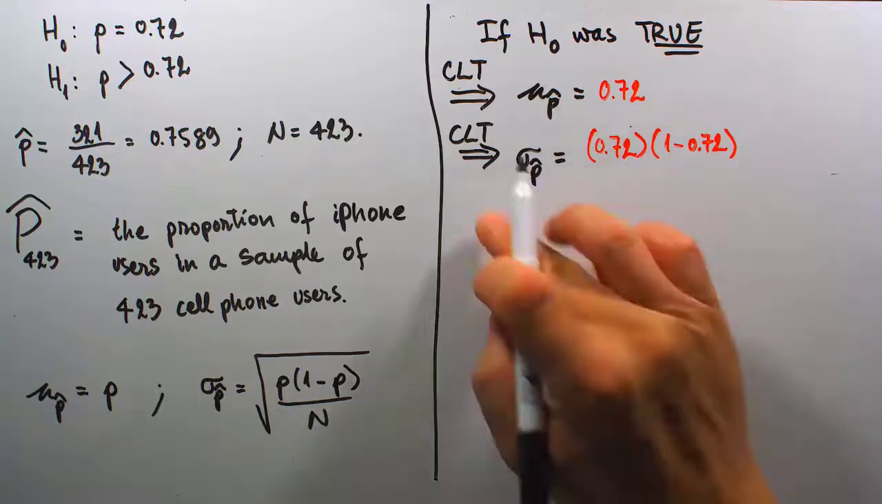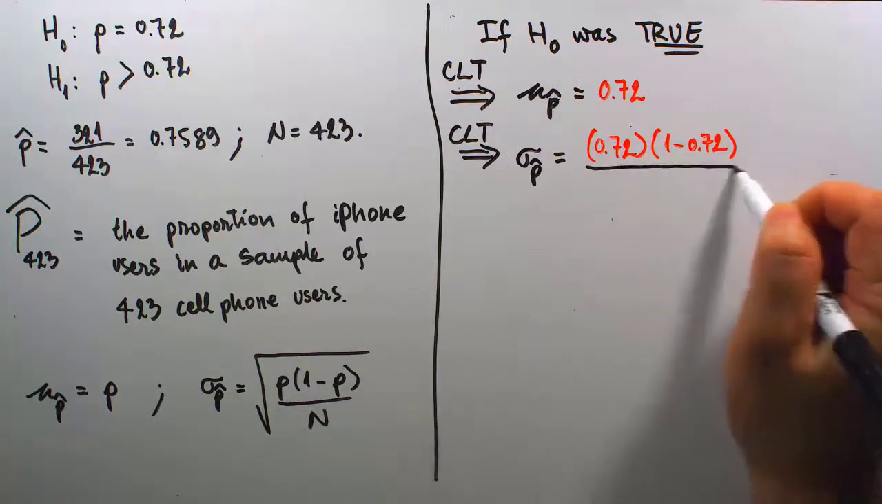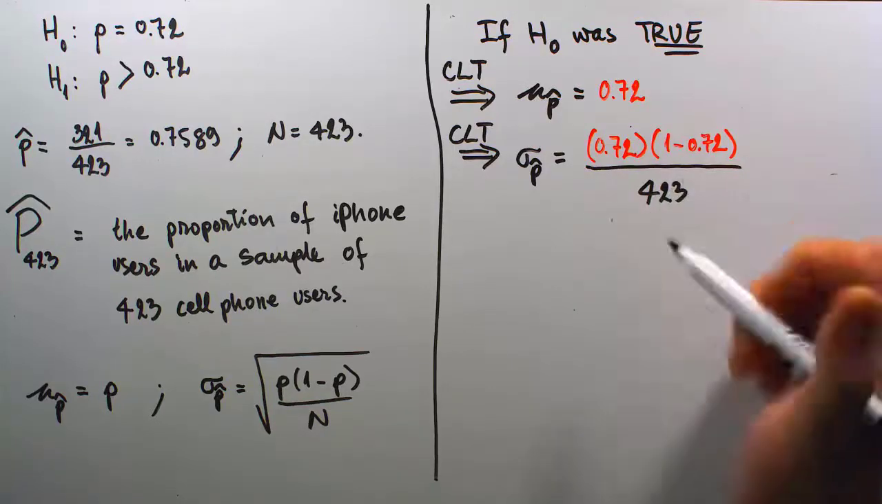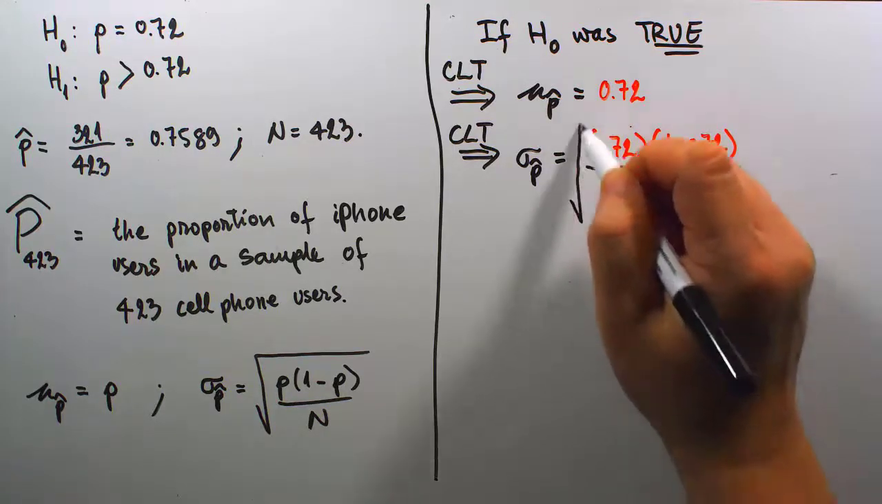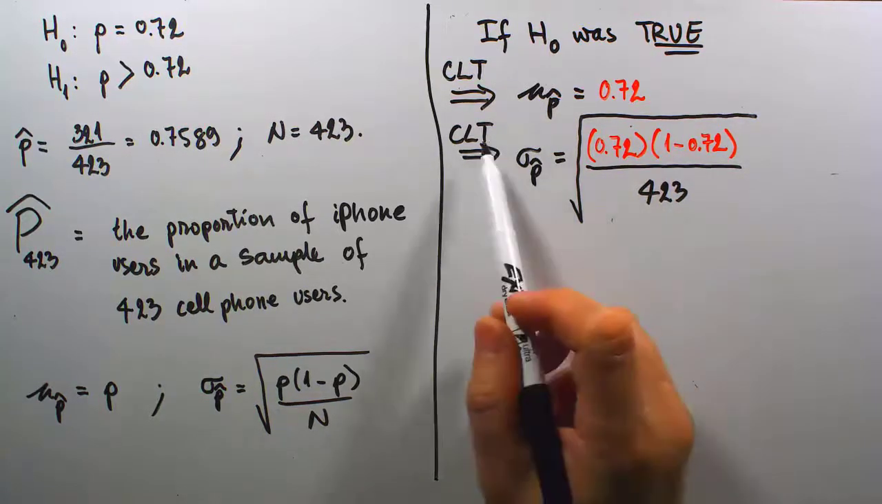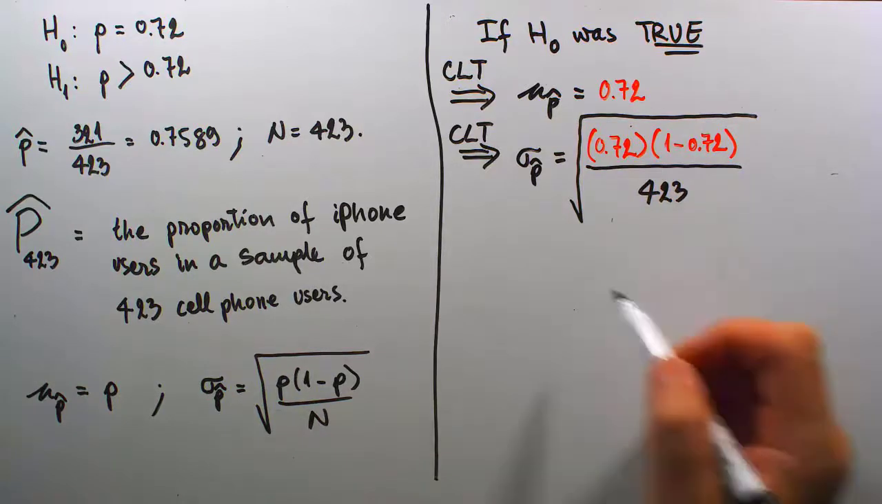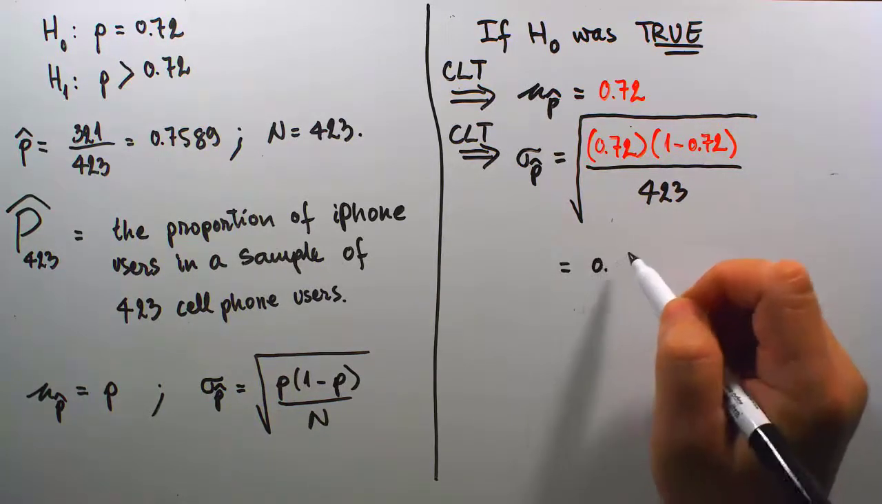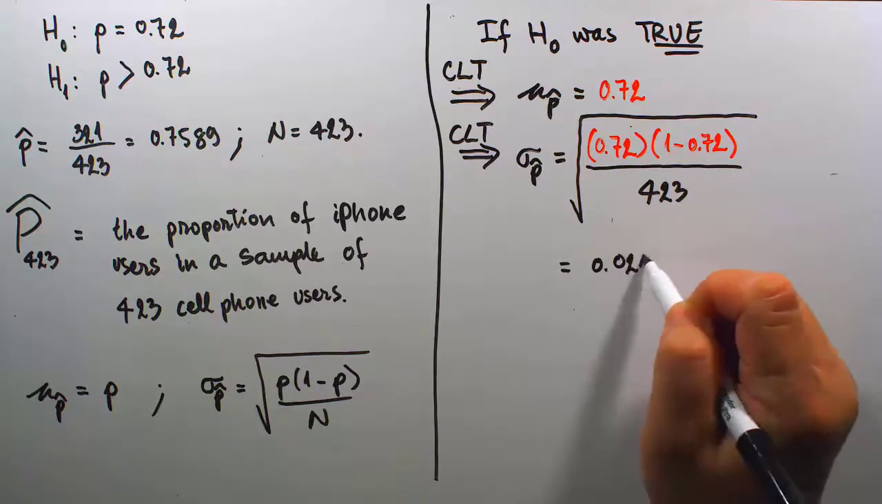And this time we have a new sample size being 423. I am going to put that expression, that quotient, inside the square root, just like how we've learned that from the central limit theorem. So the calculation comes out to be 0.0218.